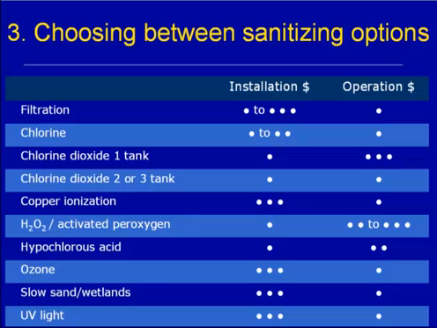Chlorine dioxide can be provided either through one tank, where it's a simple stock solution that's put through a chemical resistant injector. That is very low cost to install, simple injection system, but it's one of the more expensive options in terms of per 1,000 gallons.